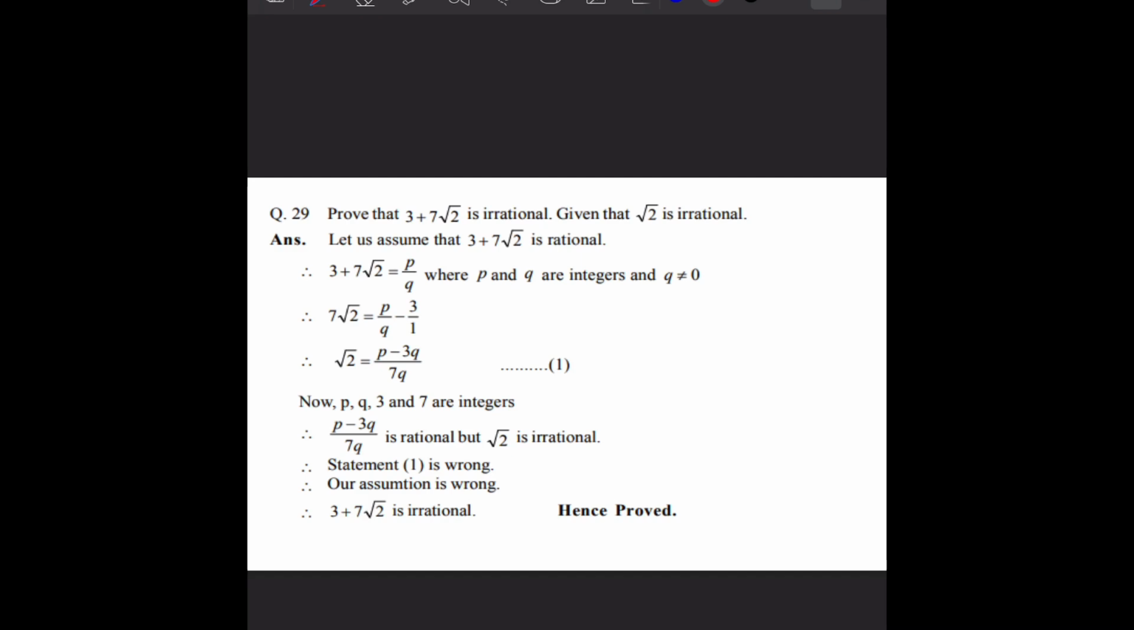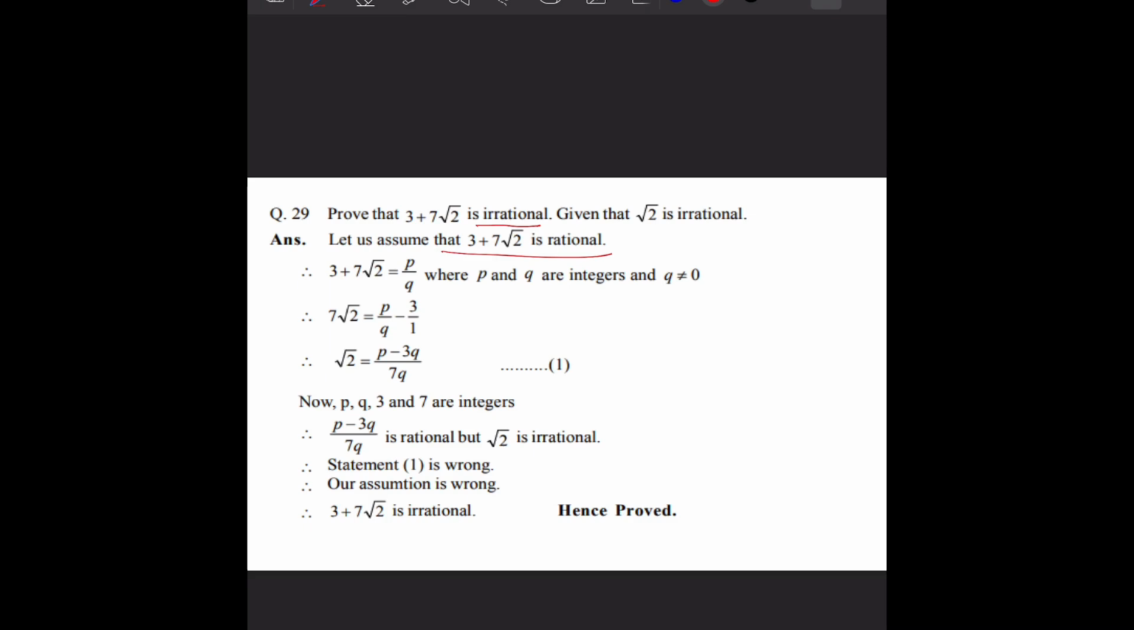Prove that 3 plus 7 root 2 is irrational given that root 2 is irrational. As we can see, we need to prove this irrational. So let's assume that this is rational. What do we call this? Method of contradiction. 3 plus 7 root 2 is equals to p by q. Take this 3 on right hand side. 7 root 2 is equals to p by q minus 3. Root 2 is equals to, LCM निकाले क्रॉस मल्टीप्लीकेशन होने के बाद, p minus 3q upon 7q.